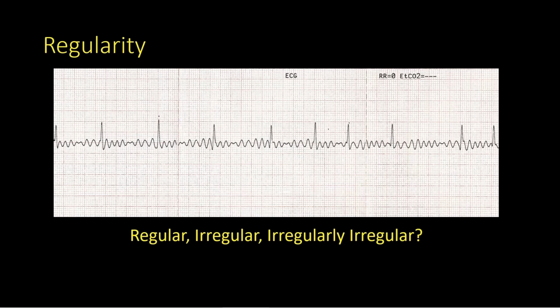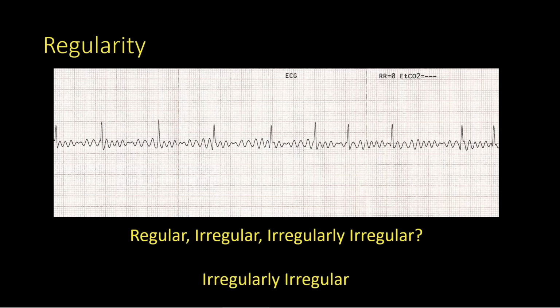Just the fact that the gap between the R waves on this beat and, say, this beat or this beat are all different. So this would definitely be irregular, and it doesn't really even follow a pattern. So it would be not only irregular, but it would be irregularly irregular.